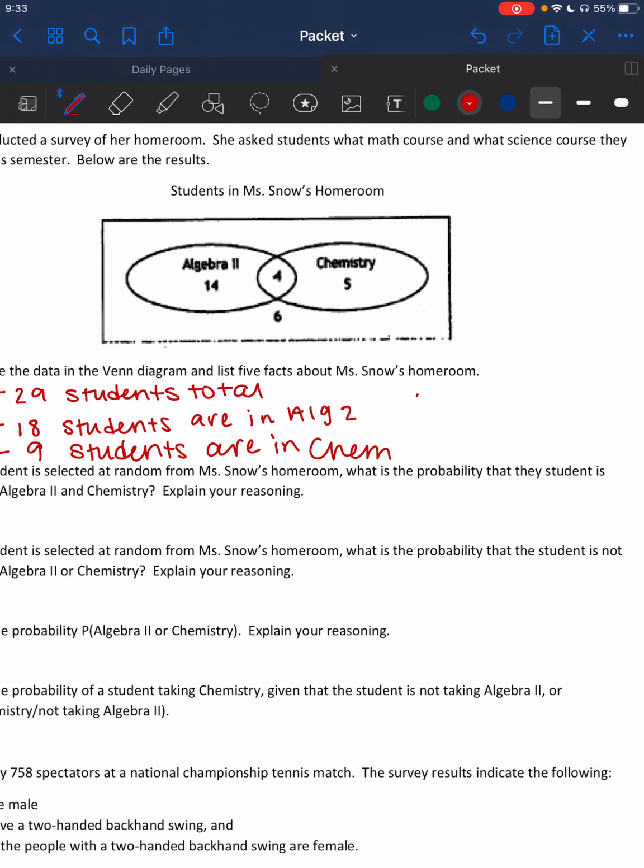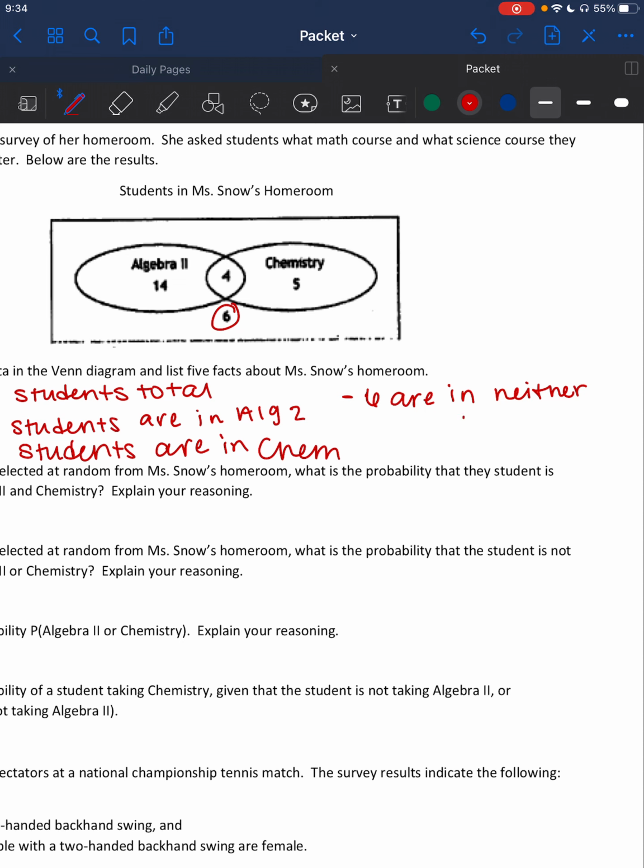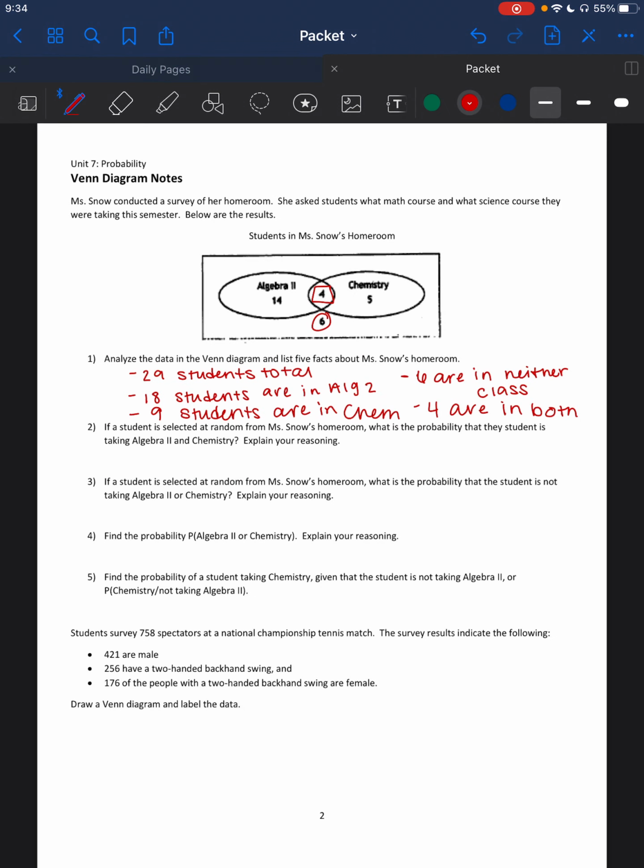If we look at the data, 6 students are in neither class. And we can see that 4 are in both. Okay, there's also more information you can see from this Venn diagram. You can see that 14 are only in Algebra 2. You can see that 5 are only in chemistry. But those are like the 5 things that I see right off the bat.